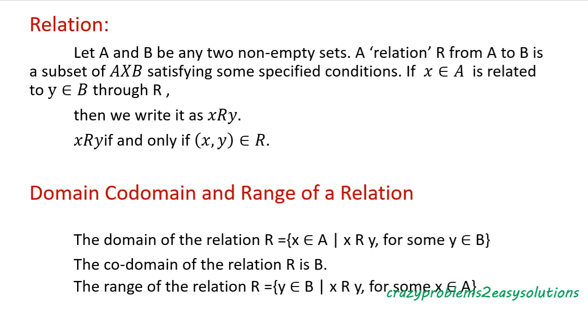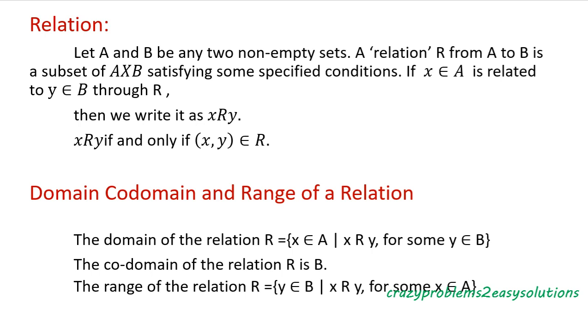If x belongs to capital A is related to y belongs to capital B through R, then we write it as x R y. That means x is related to y. x R y if and only if (x, y) belongs to capital R.